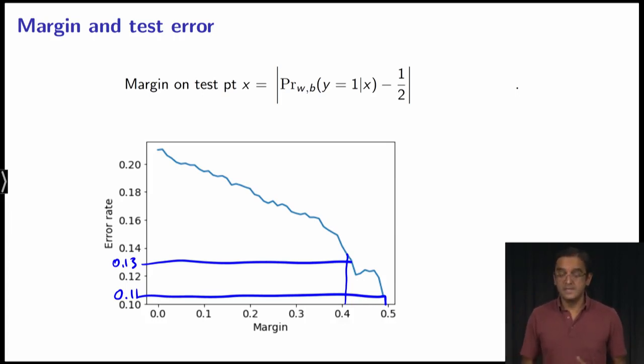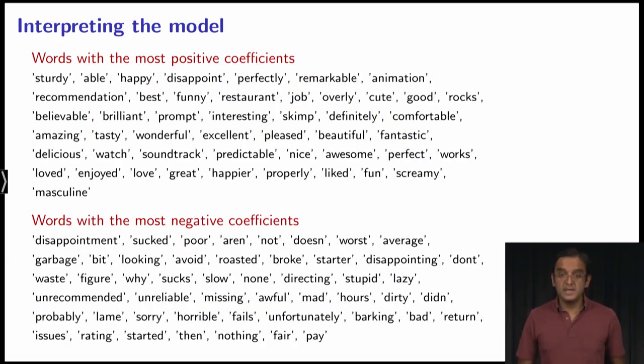What are these words? Let's take a look. Okay. So here they are. On top are the words with the largest positive coefficients, and the bottom are the ones with the largest negative coefficients. So what are the positive words? Beautiful, fantastic, excellent, wonderful, nice, awesome, perfect, and so on. And the negative words: disappointing, stupid, lazy, dirty, bad, fails, unfortunately, and so on. Do these seem like words that are reasonable indicators of positive or negative reviews? They do. It all seems quite reasonable.